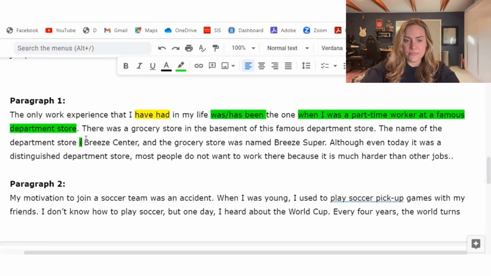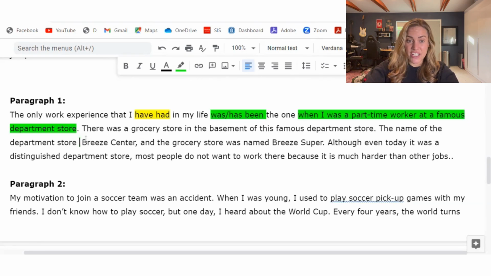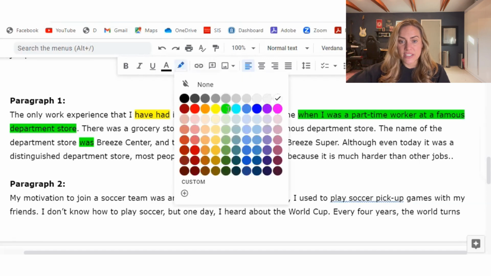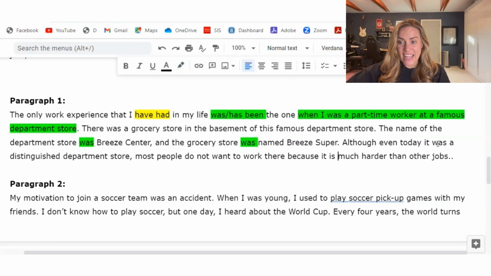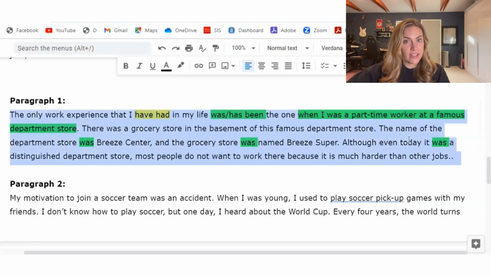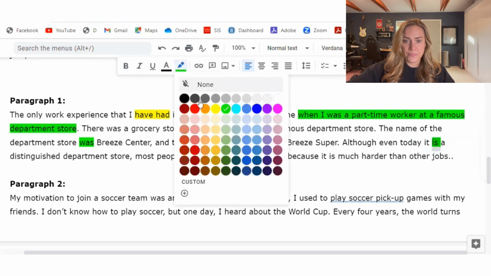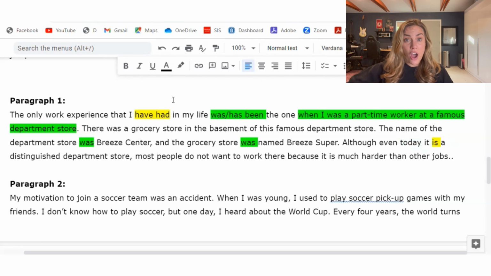Now it says "is," but it should say "was," Breeze Center, and the grocery store was named Breeze Super. Although even today it was, we're using the past, but we just said the word today. So when you use a time word that shows that we should change the time frame, we've got to change the time frame. And we should say, although even today it is a distinguished department store, most people do not want to work there because it is much harder than other jobs.